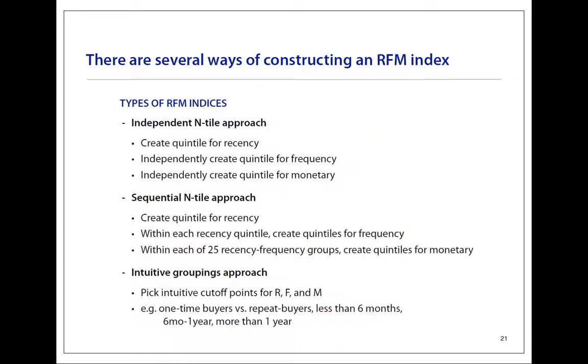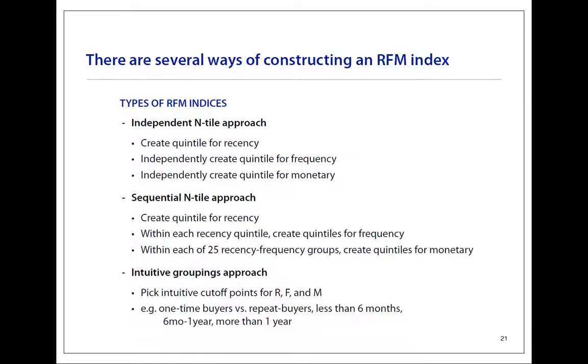The last thing I want to mention is that there are several different ways to construct RFM indexes to group customers. The one that we just saw is called independent. We go to the whole database and use recency to group customers. Then we go back to the whole database and use frequency to group customers. And last, we go to the whole database and use M to group customers. So that's independent, what we just saw.